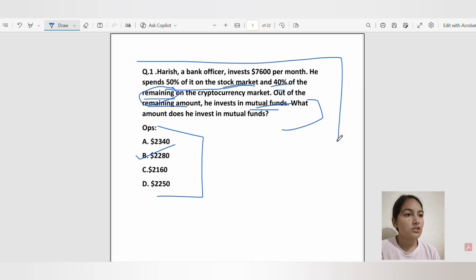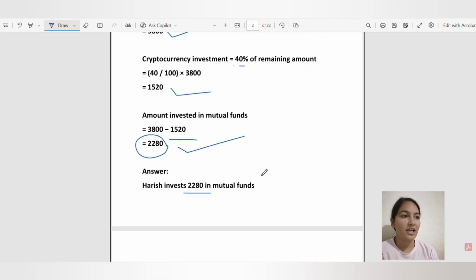This is the most repeated question, and this concept is most repeated. So understand it clearly.